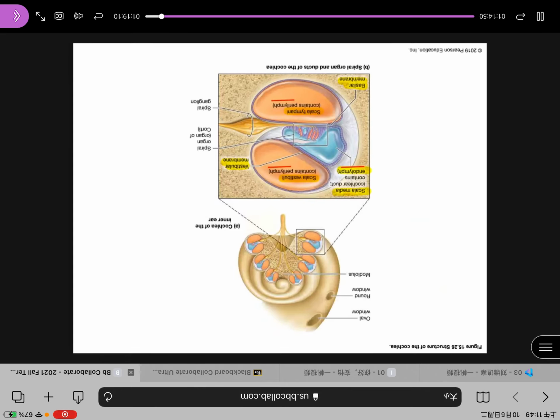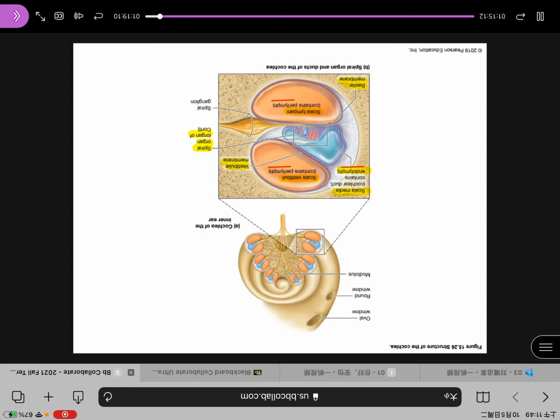So there you see the spiral organ of Corti, or simply the organ of Corti. Corti, named after this Italian scientist, Professor Corti. So named after him, we have this area.